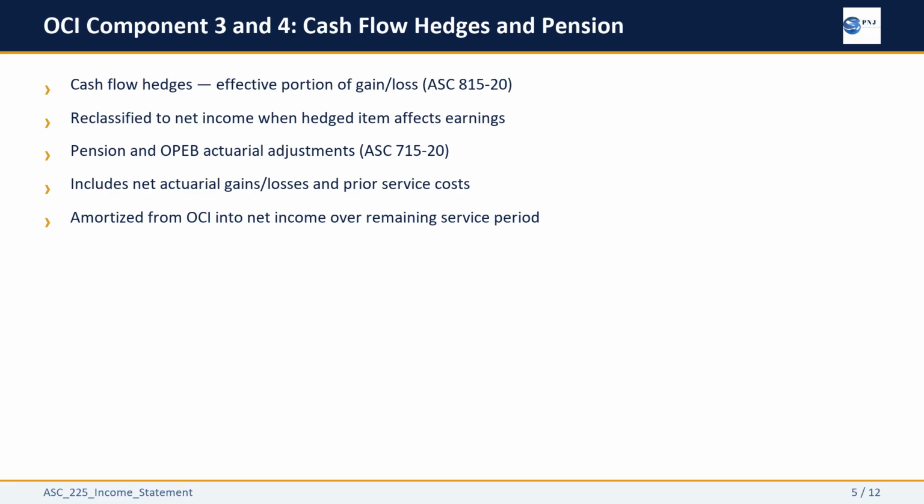Cash flow hedges protect against variability in future cash flows, locking in a commodity price or interest rate, for example. The effective portion of the hedge gain or loss stays in OCI until the hedge transaction hits net income. At that point, both the hedged item and the offsetting hedge impact hit net income together. Pension and OPEB plans involve long-term promises, and actuarial assumptions change every year. Those actuarial gains and losses can be enormous and would create wild swings in net income. So they enter OCI and are gradually amortized into net income over employees' remaining service periods.